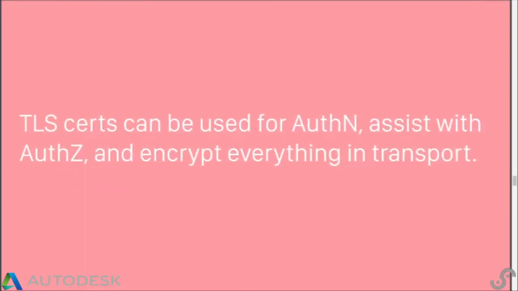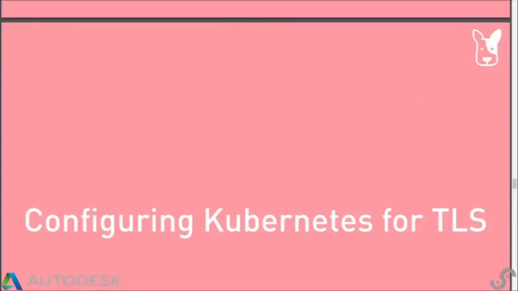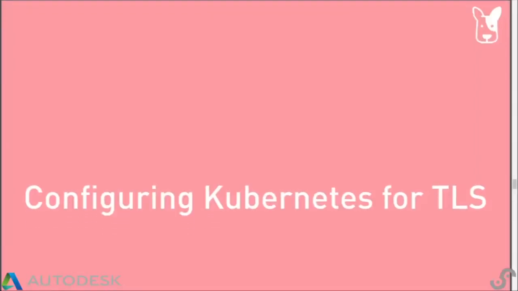So TLS certs can be used to solve all these problems for us. You can use them for authentication. They can assist with authorization: if you're using RBAC and you embed the group name into the cert, then during the authorization stage, it'll introspect into the cert, pull out the group name, and then apply the correct permissions. So that's pretty cool. And of course, transport encryption.